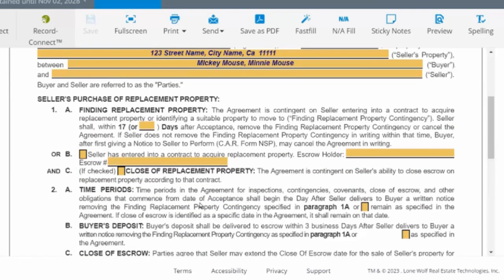And then there are a couple of important things here. First of all, there are essentially 2 options, but kind of 3 options here. This could be a form that makes it dependent upon the seller finding a replacement property, or it could be that the seller has already entered into an agreement to purchase a new home. If that's the case, you're going to mark box B here, and then you'll put the escrow holder and the escrow number, right?